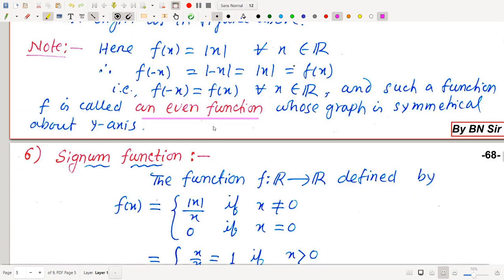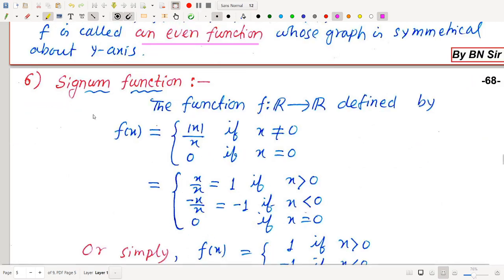All of you know cos minus theta equals cos theta. In class 10 you have seen this in trigonometry. Cos minus x will be cos x. Here f of minus x is f of x. When the images of x and minus x are the same, the function is called an even function.